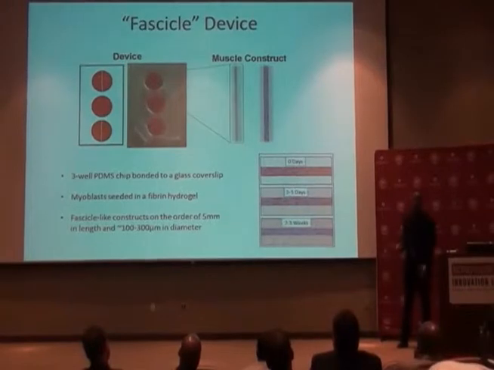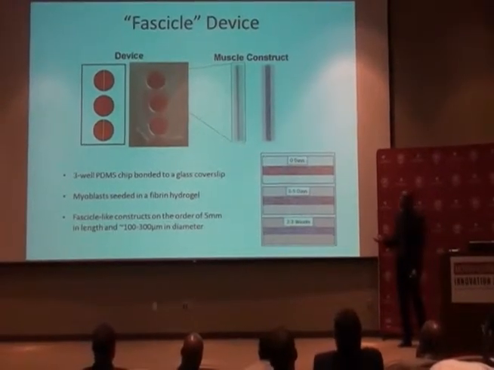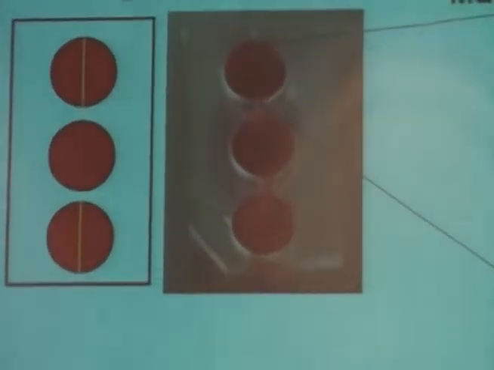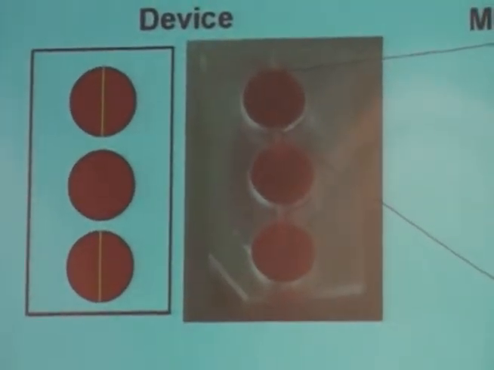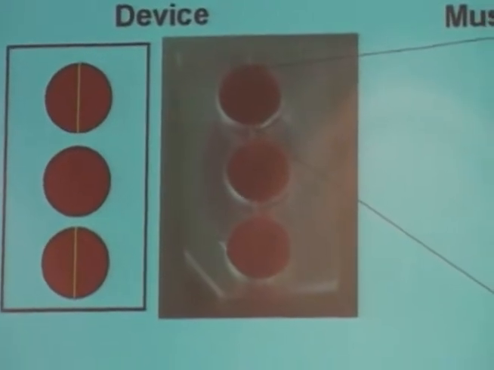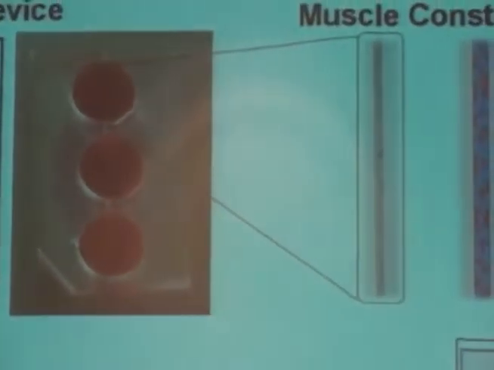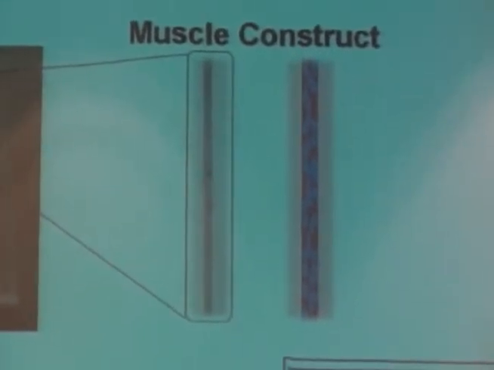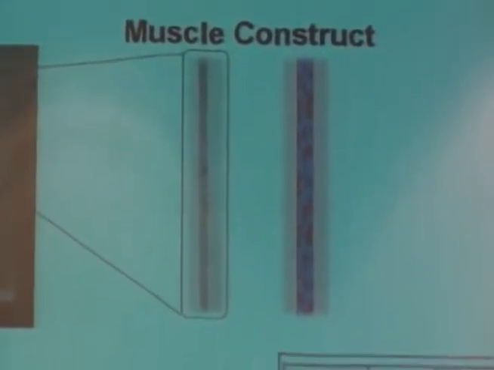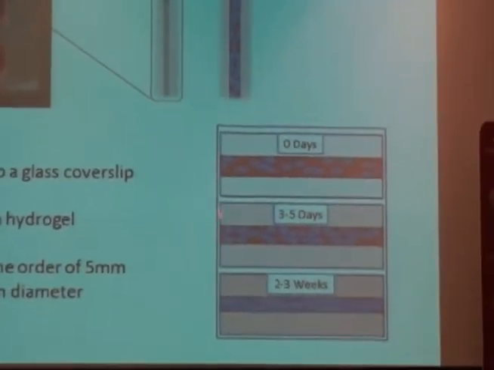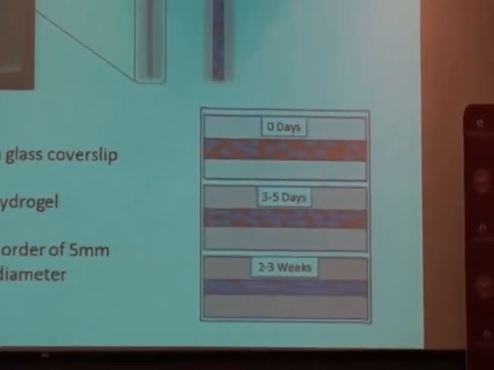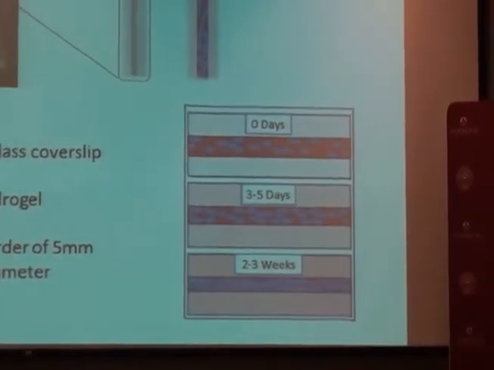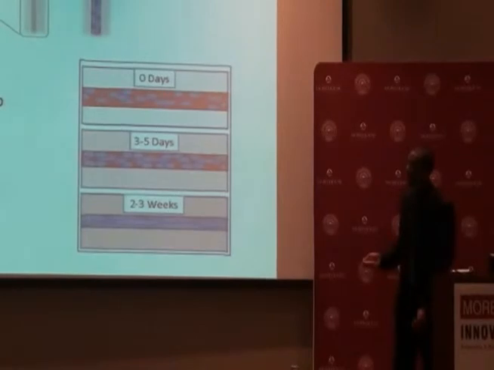So you end up with what we call a fascicle device. It's a 3-well PDMS chip bonded to a glass cover slip. Again, the myoblast is seated in a fibrin hydrogel. The fascicle-like constructs are on the order of 5 millimeters in length and 100 to 300 microns in diameter. This image right here represents the development of the myoblast after seeding. As you can see, in the first 3 to 5 days, the cells simply divide and proliferate. Within 2 to 3 weeks, the cells differentiate into actual muscle cells, and they fuse and form myotubes.